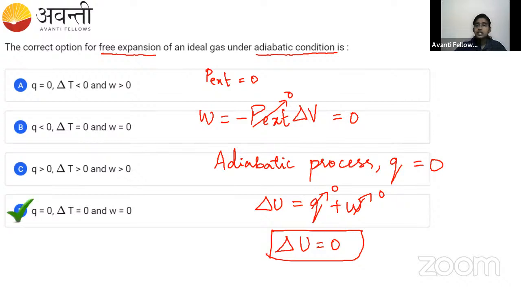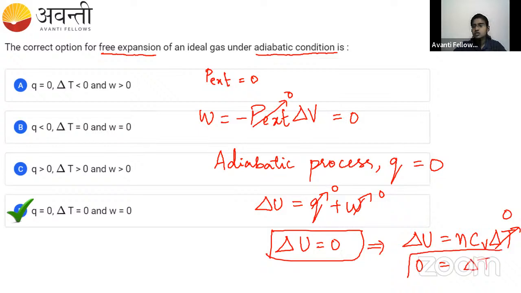And how is delta T equal to 0? Because you can use this relation: delta U is equal to n Cv delta T. Okay. And from this relation we know that delta U is equal to 0. If it is equal to 0, then the whole term will be equal to 0, meaning only when delta T goes to 0, it will be equal to 0. Okay. So delta T is also equal to 0. So option D is the correct answer. Okay.